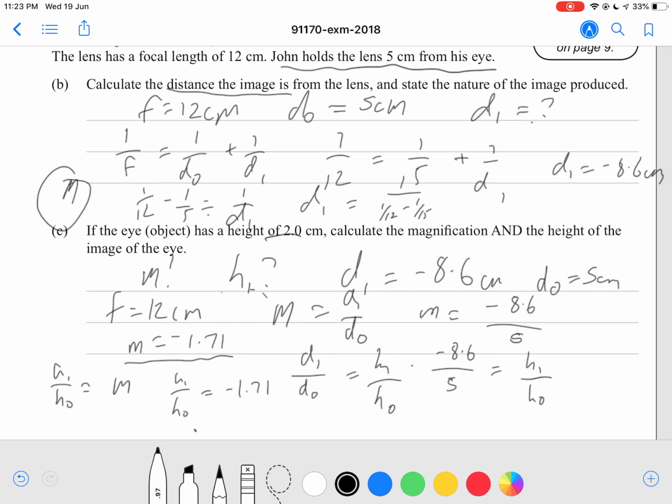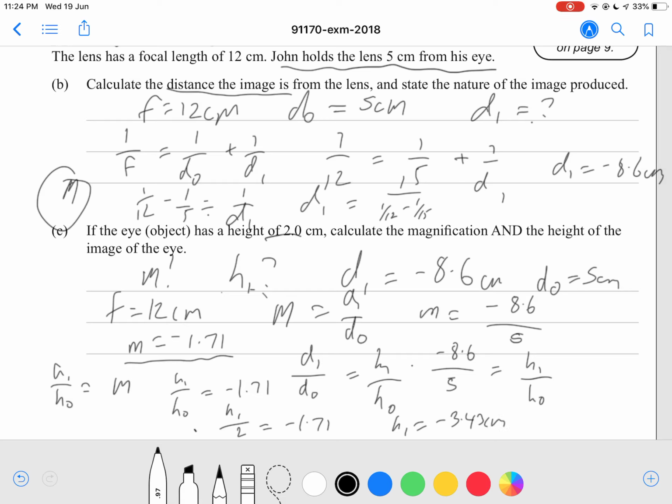So what is the height of the object? Therefore we have hi is 2 divided by ho equals negative 1.71. Wait, no, that doesn't sound right. Sorry guys. The height of the object is 2 centimeters. So hi divided by 2 equals negative 1.71. Therefore hi equals negative 3.43 centimeters.